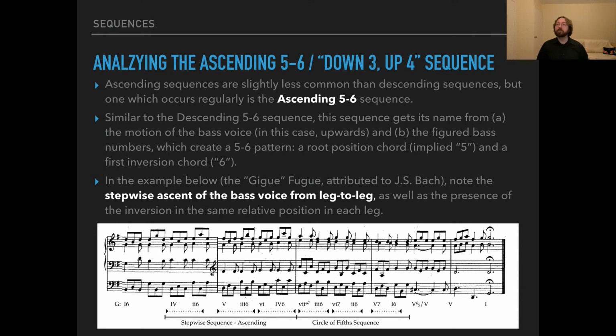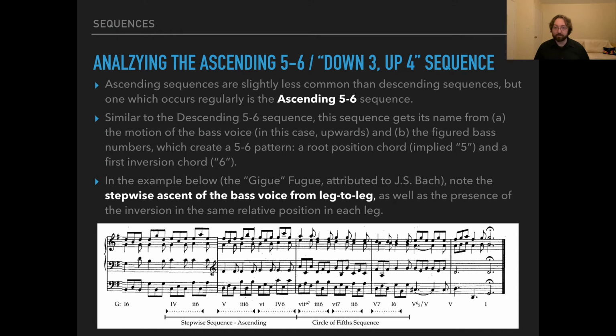Ascending sequences are slightly less common than descending ones, but one which occurs regularly is the ascending 5-6 sequence. Similar to the descending 5-6 sequence, this sequence gets its name first from the motion of the bass voice, in this case it goes upwards, and the figured bass numbers, which again create a 5-6 pattern. A root position chord with its implication of 5, and a first inversion chord, with its implication of 6 in the figured bass.